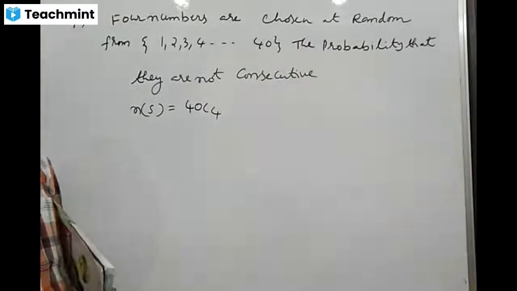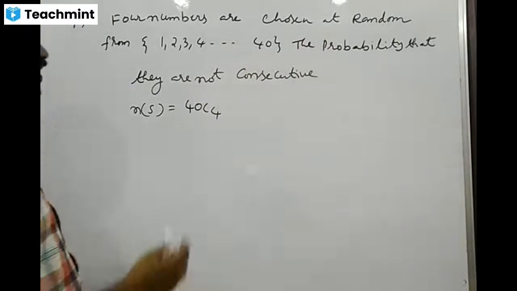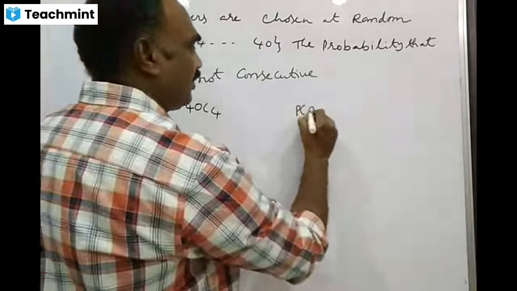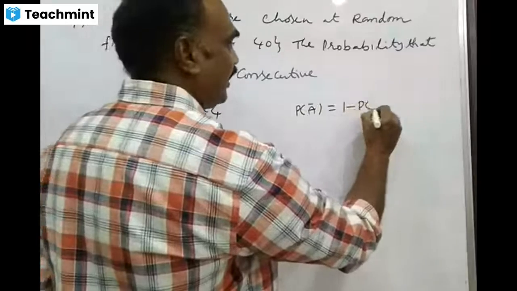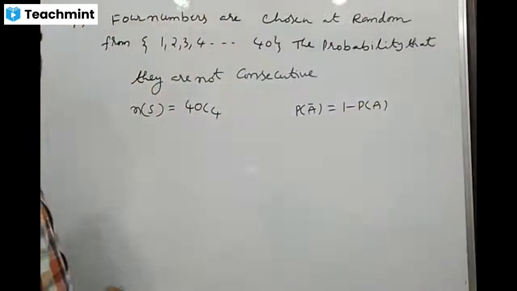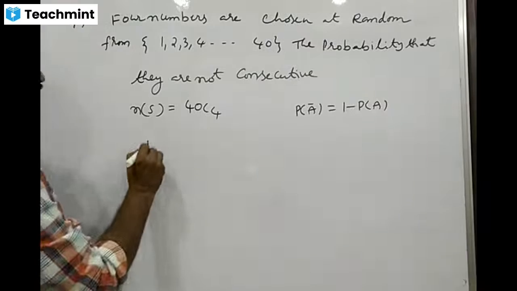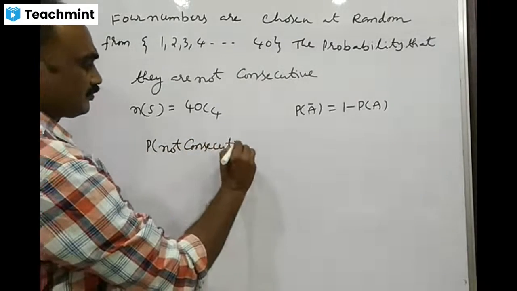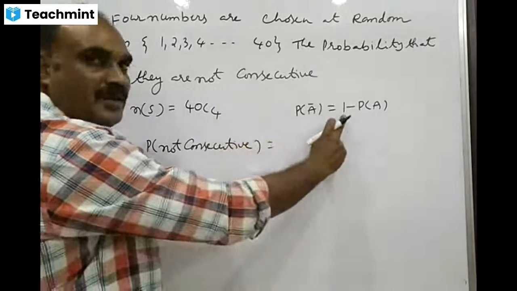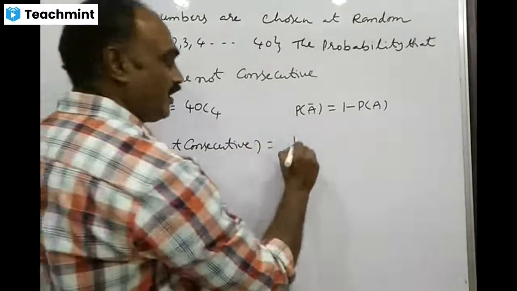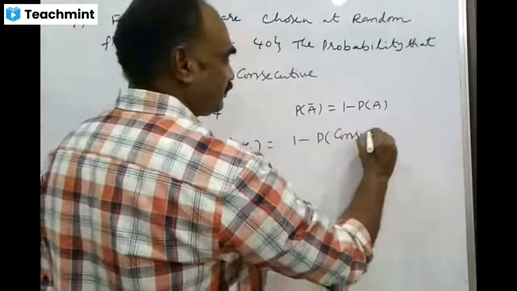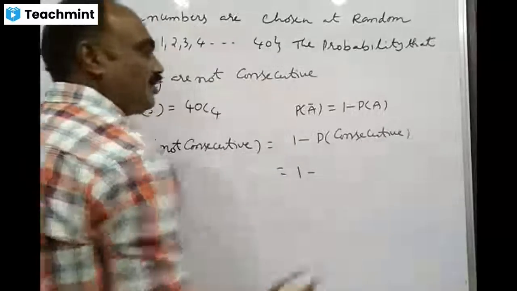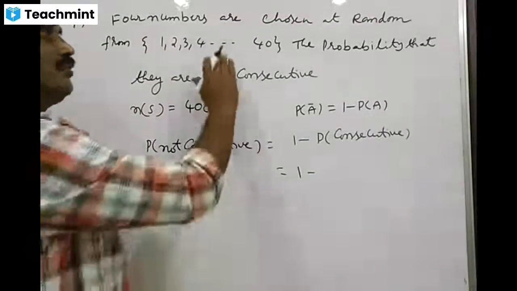How to solve this problem, students? Since P of A bar is equal to 1 minus P of A, the probability of not consecutive is equal to 1 minus the probability of consecutive. So the probability of consecutive is favorable outcomes over total outcomes.